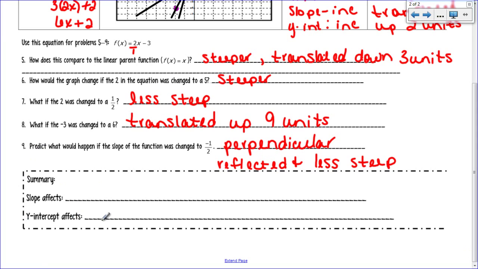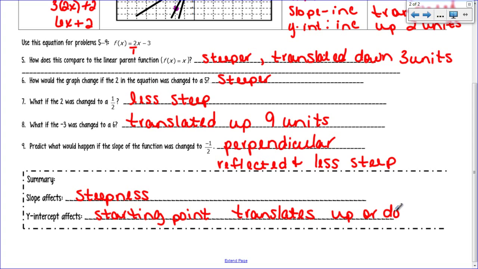So summary of everything that we've talked about: slope, if you'll remember, affects the steepness of the line. The bigger the number, the steeper the slope. The smaller the number, the less steep the slope. And then the y-intercept affects the starting point. It affects where that graph begins on the y-axis. And so it translates the graph up and down, up or down, depending on the number.